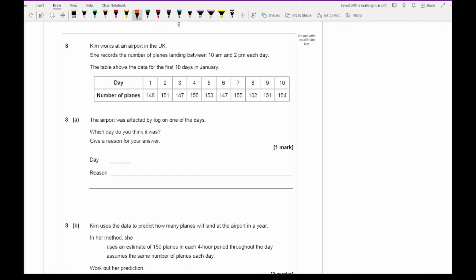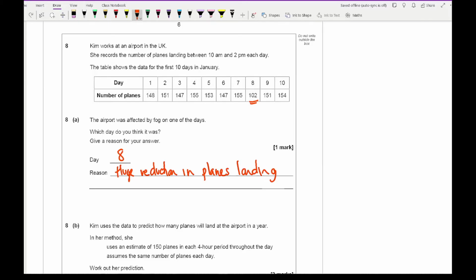So if a runway is affected by fog, we're going to have fewer planes. So here we're just looking for the one that stands out in terms of the least. So it's going to be day 8, because there is a huge reduction in planes landing. So something along those lines. Other acceptable answers would be day 8, as all the other days were over 140, whereas day 8 is just 102.